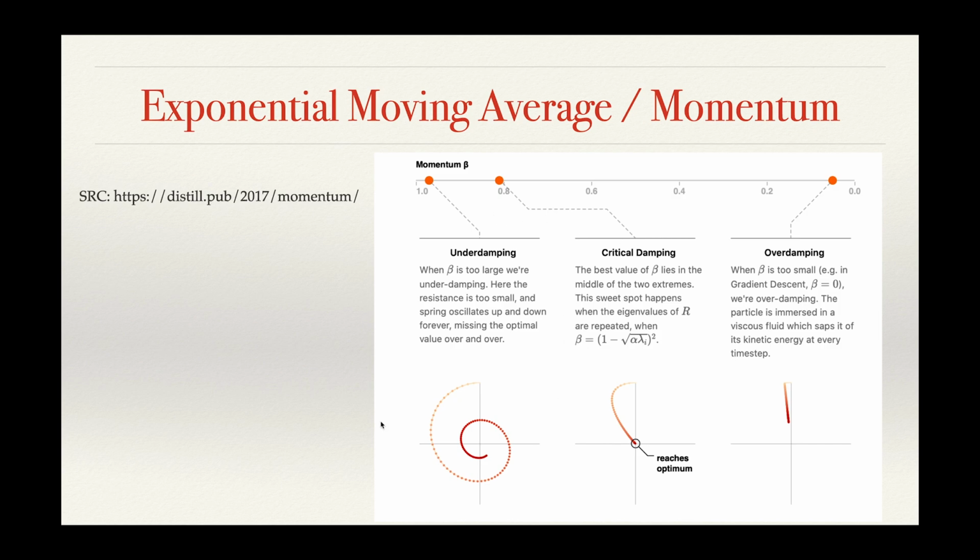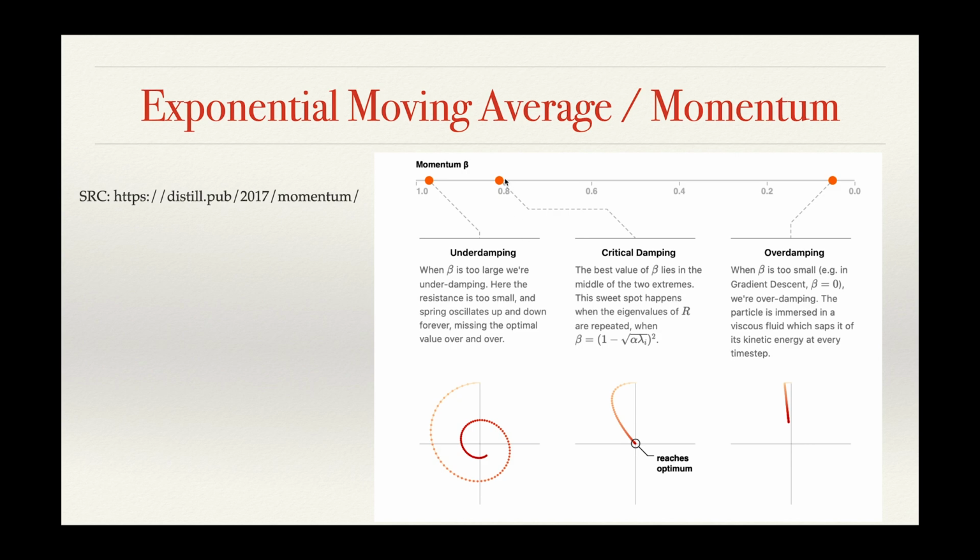But here we see three examples of the momentum, or beta, value. Starting from beta equal to 1, which is underdamping, which means we are not damping the oscillation at all. This is its oscillation in 2D, where we have, let's say, two weights here. We can see it would do a lot of oscillation until it reaches the minima, or the global optimum here.